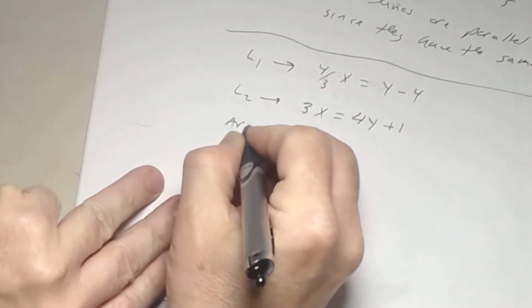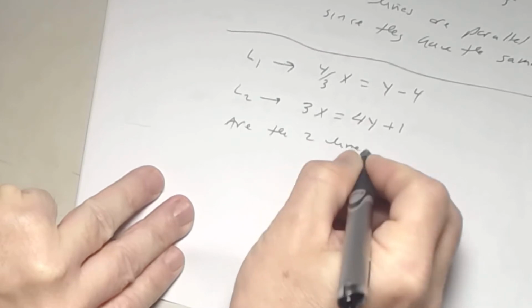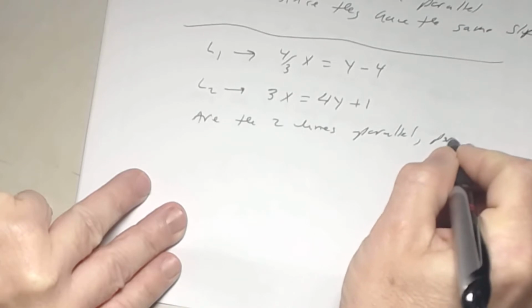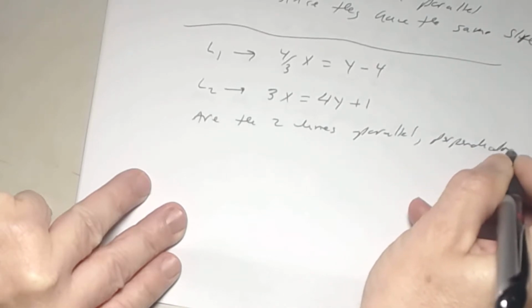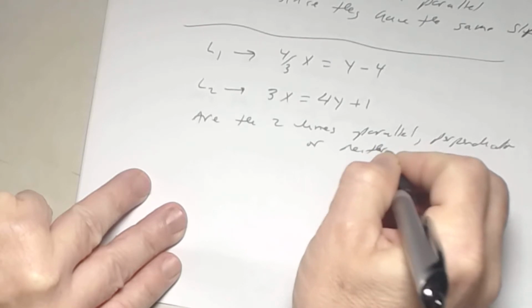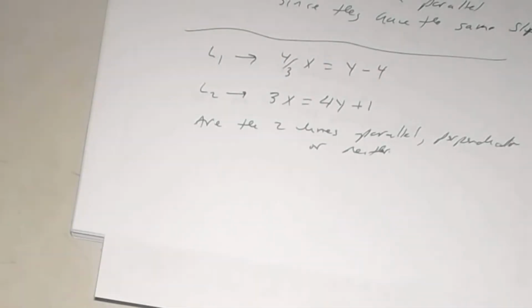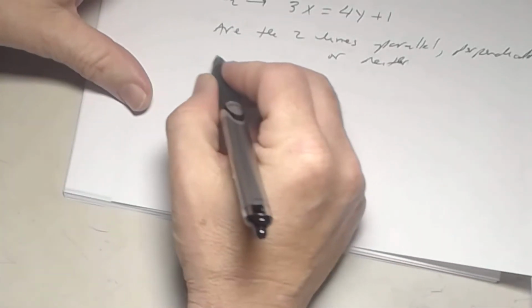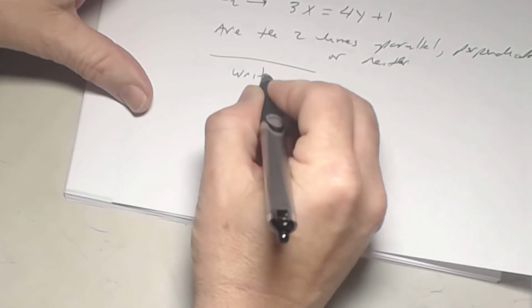Are the two lines parallel, perpendicular, or neither? Now, neither meaning neither parallel nor perpendicular. That's what that means. All right, so to determine if two lines are parallel, perpendicular, or neither, you need to know their slope. You need to know the slope of those two lines. And to determine the slope, you got to get it in slope-intercept form. So let's talk about the first one. Okay, so remember that your solution is to write each line in slope-intercept form.